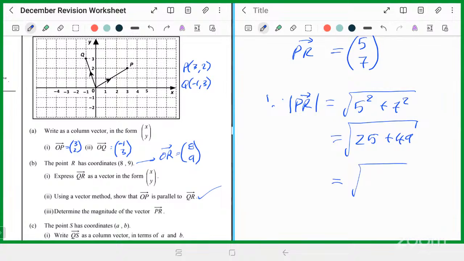No, it can't be 64. It's 74. 74, that right? 74? Yes, units, sir. Thanks.